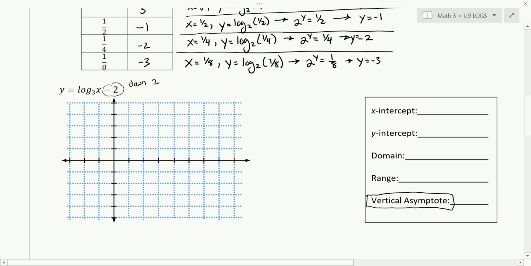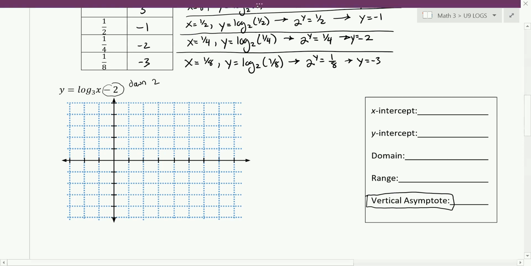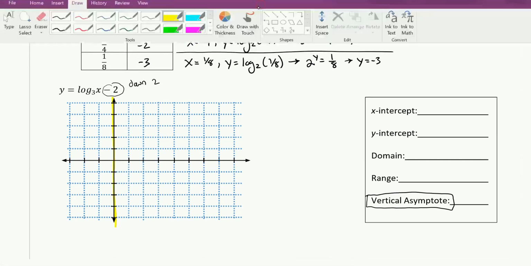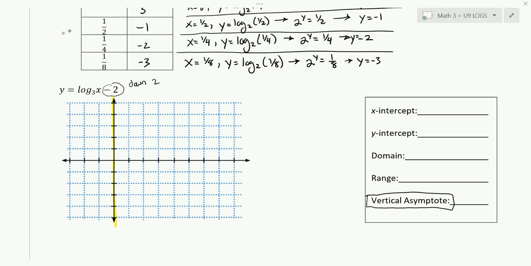But nothing translates it left or right. So the vertical asymptote is still going to be at the y-axis, which has what equation? x equals 0. From there, the next nice thing to find is the x-intercept. All these will have x-intercepts, and you can find an x-intercept by plugging in 0 for y.